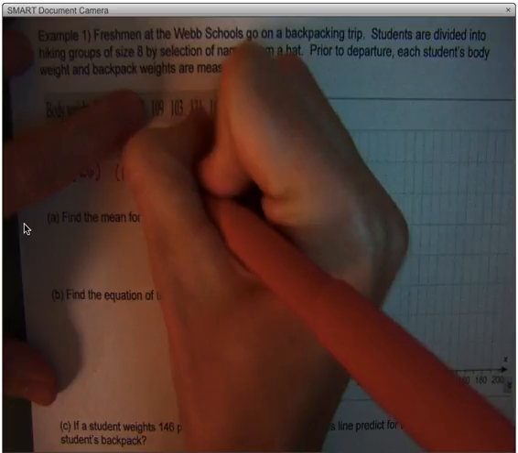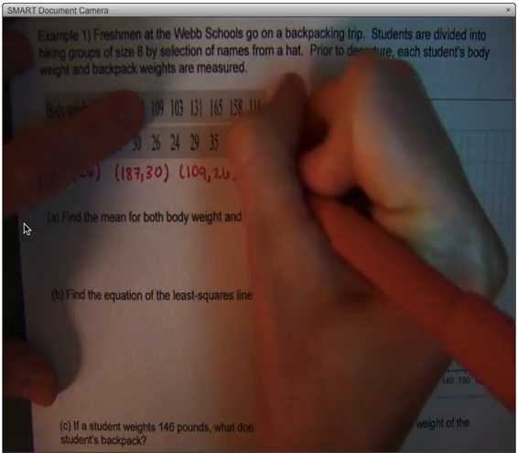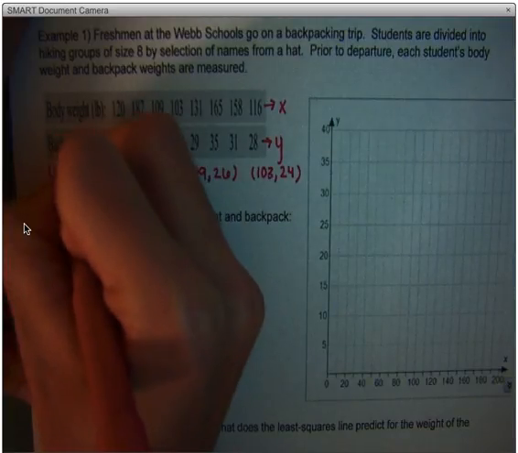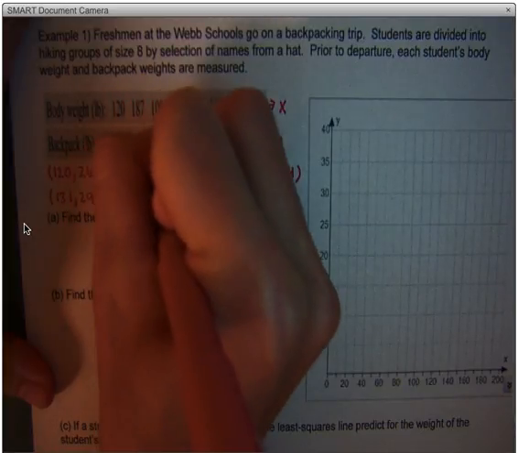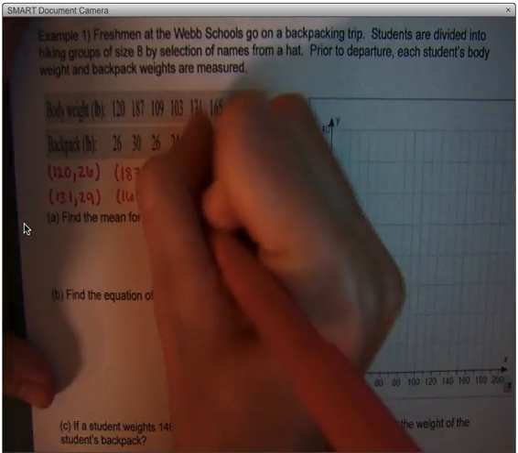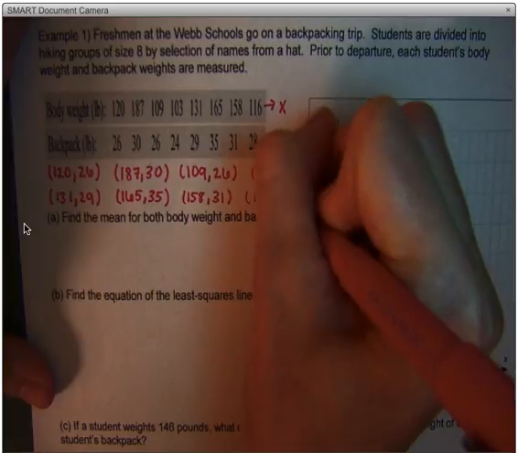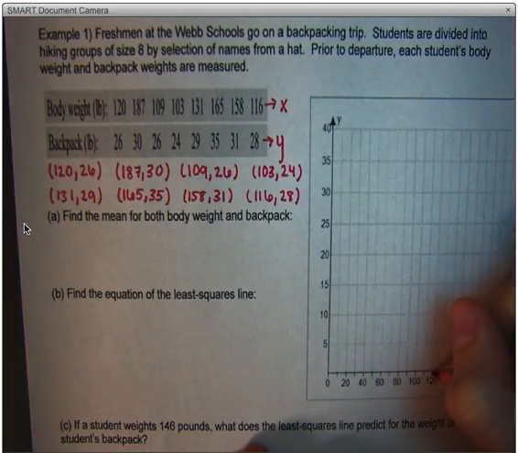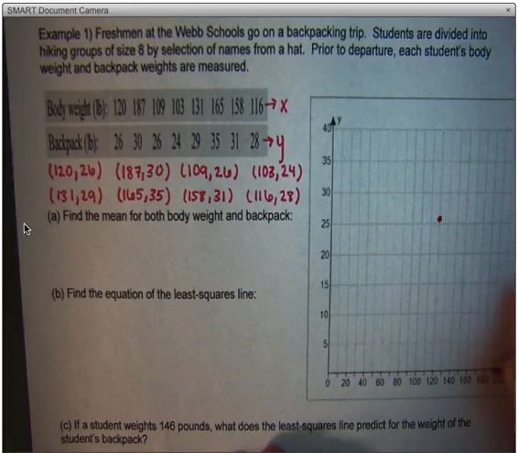The next ordered pair would be 109 and 26. And then 103 and 24. 131 and 29. 165 and 35. 158, 31, 116, and 28. So I'm going to start by making my scatter plot by plotting those points. So plot 120, 26, and do all the remaining ones.